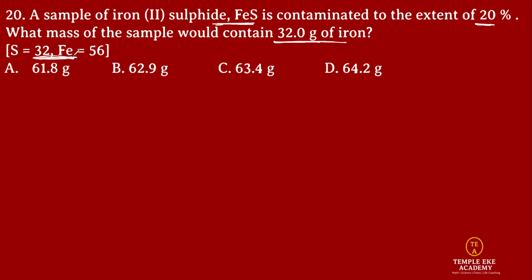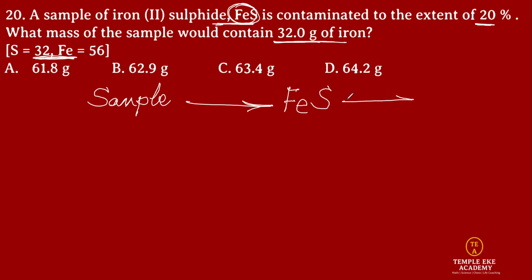So let us establish that there is a difference between the sample and the vital component of it. So in this calculation, we should establish that the sample contains iron(II) sulfide, which in turn contains iron. The bulk of the sample is the whole bulk. This means it is 100% of the whole mass.